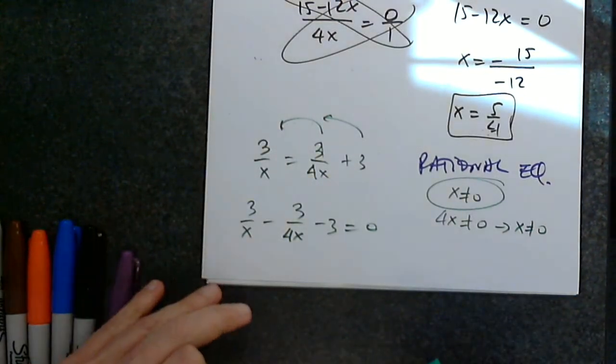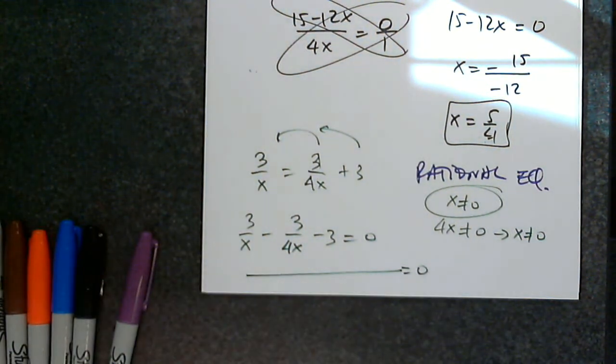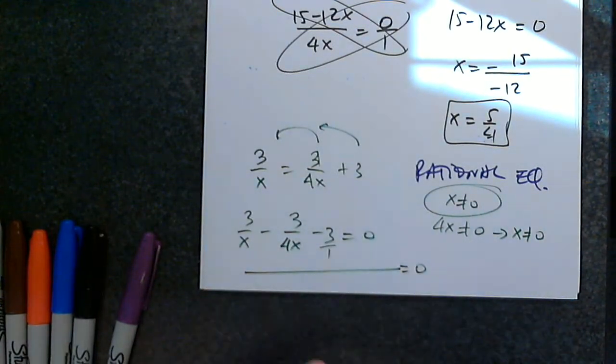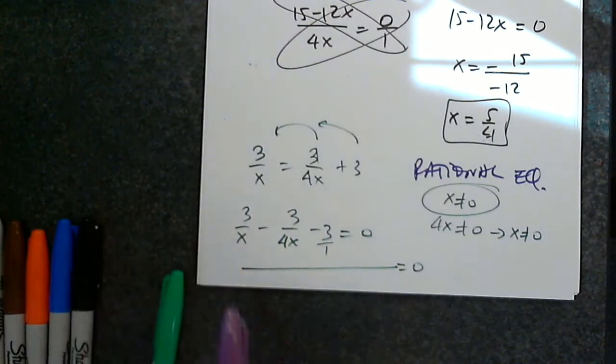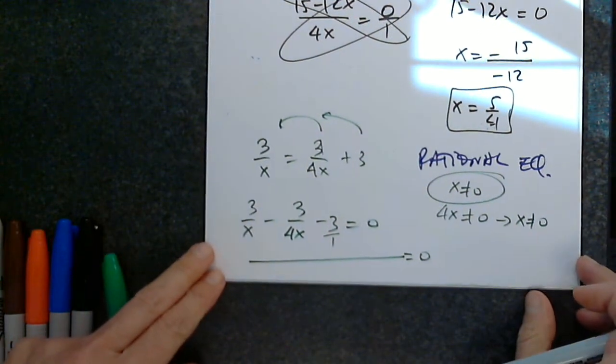Okay, so the next step is indeed finding the least common denominator. And in this case, there are only 2 factors, right? X is a factor, 4 is a factor, and this one, 1 is a factor, but it does not change anything. So what is the least common denominator in this case?